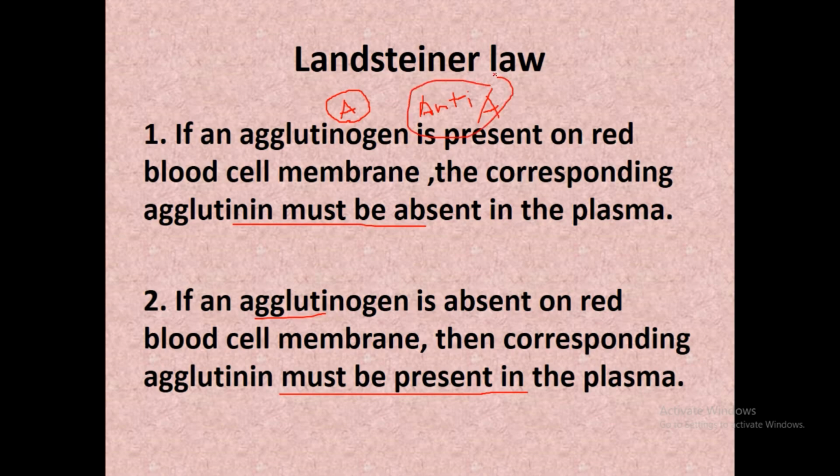Anti-A, which is absent in the plasma. If agglutinogen A is absent on the surface of RBC, then the corresponding agglutinin must be present in the plasma. So here, if agglutinogen A is not present, then anti-A is present in their plasma. Alright.